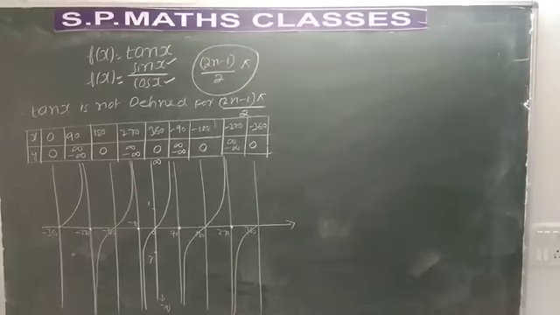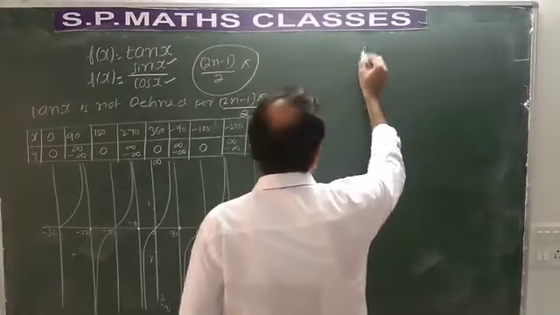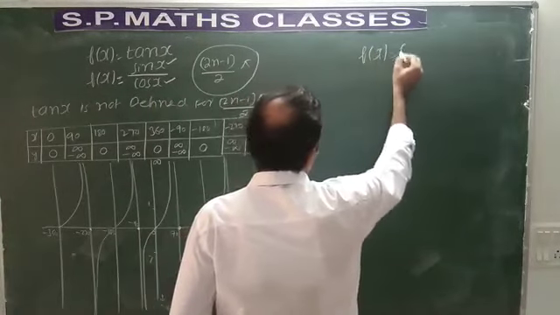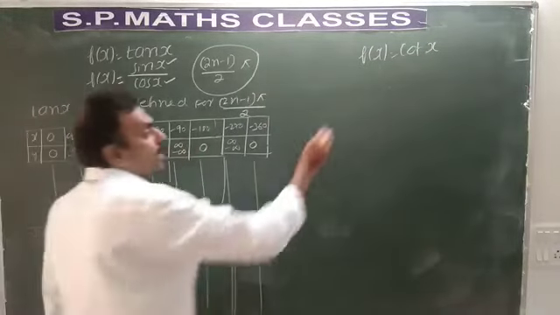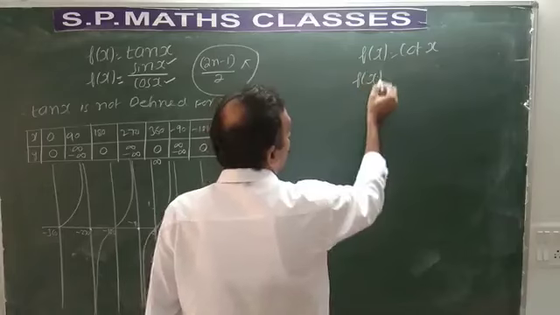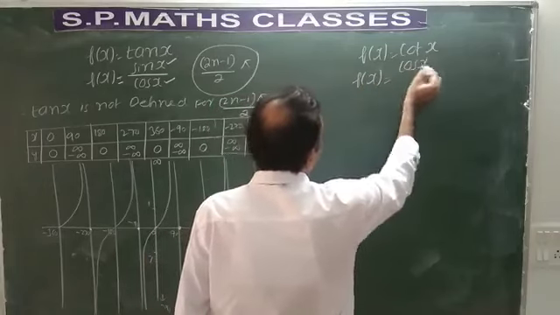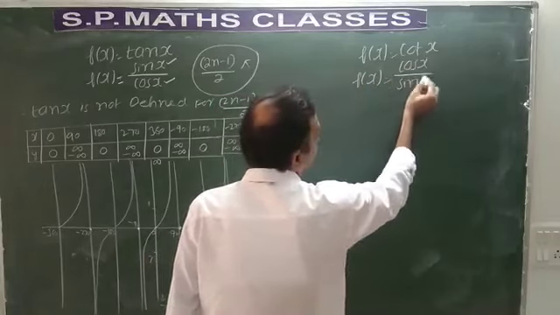f of x is equal to cot x. You have to solve this problem. f of x is equal to cot x. Cot x can be written as cos x divided by sin x.